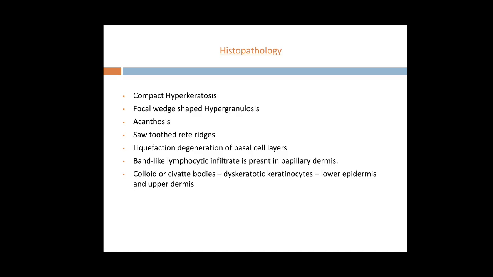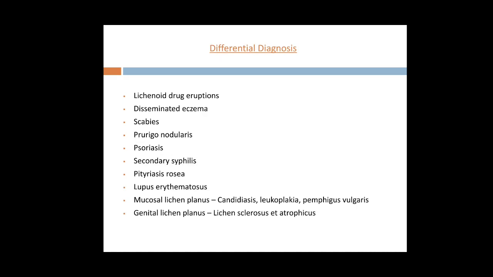Coming to the histopathology, which is one of the diagnostic factors to diagnose lichen planus: compact hyperkeratosis, focal wedge-shaped hypergranulosis, acanthosis, sawtooth rete ridges, liquefaction degeneration of the basal cell layer, band-like lymphocytic infiltrate present in the papillary dermis, and colloid bodies, also called Civatte bodies, which are dyskeratotic keratinocytes present in the lower epidermis and the upper dermis. These are the differential diagnosis features which you have to keep in mind when you are diagnosing a case of lichen planus.